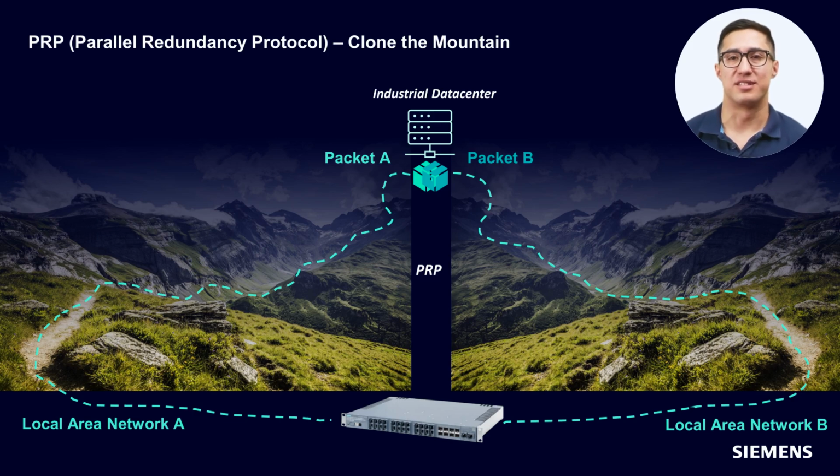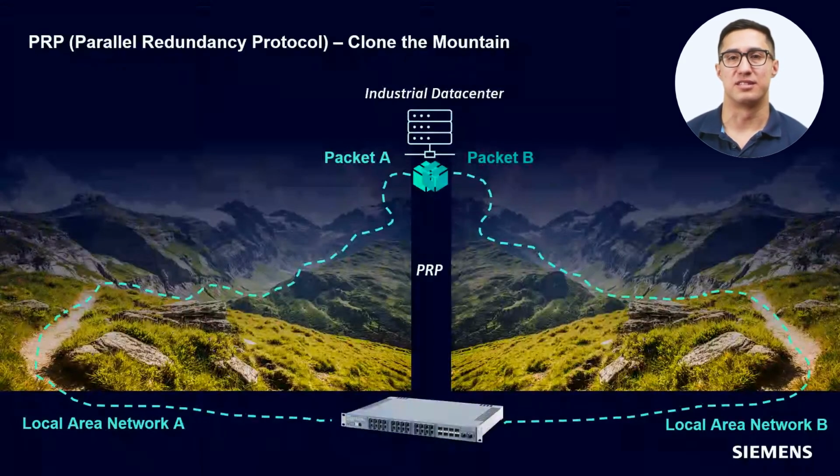If we translate this into the OT world, here we have a simple network setup for PRP, where we've got an industrial data center that needs to communicate to a switch further down in the network. The way it's connected with PRP is through two distinct local area networks. Local area network A and B.